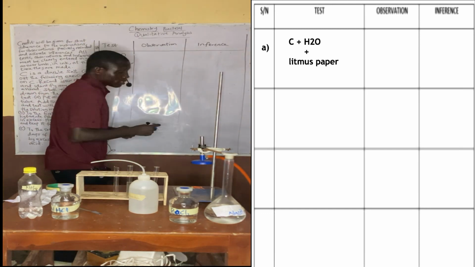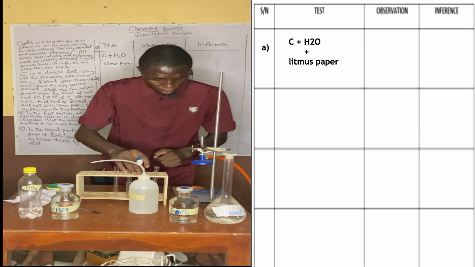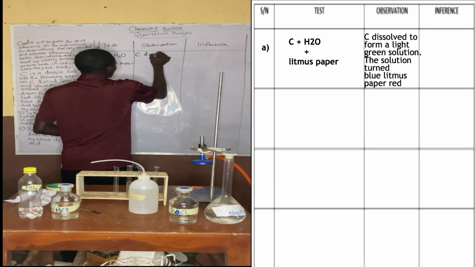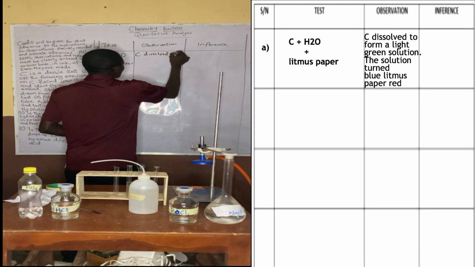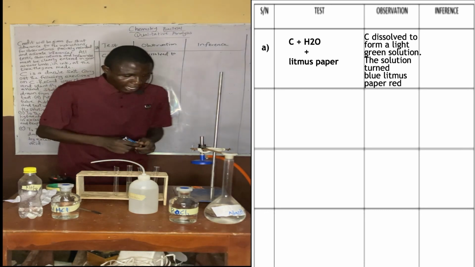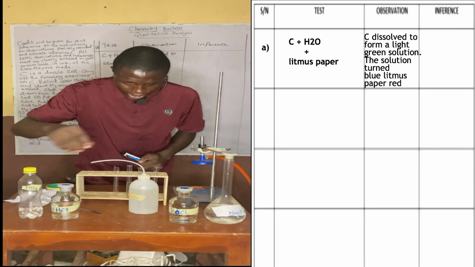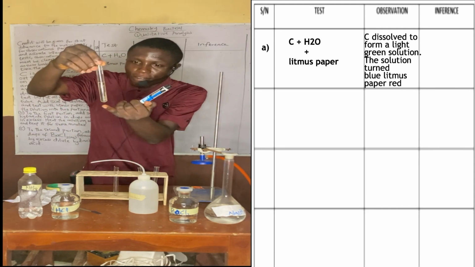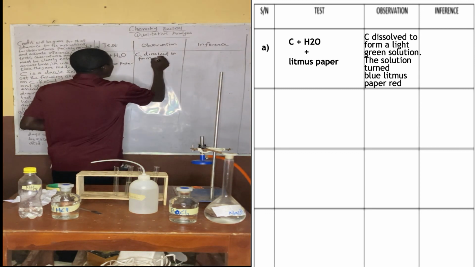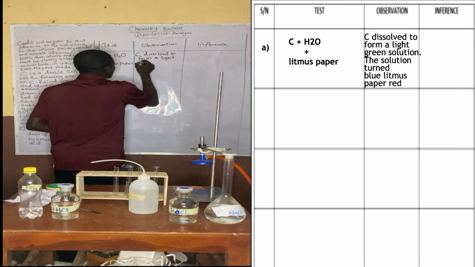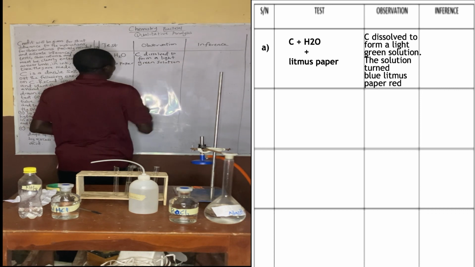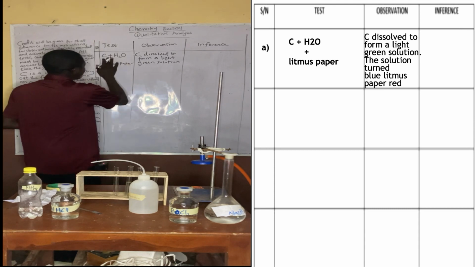For the first one now we have: a green solution is formed. C dissolved to form a green solution. This is a very light green solution. So we have: C dissolved to form a light green solution. Okay, now that's the first test.